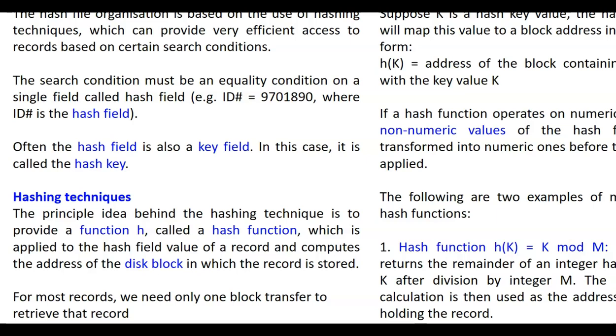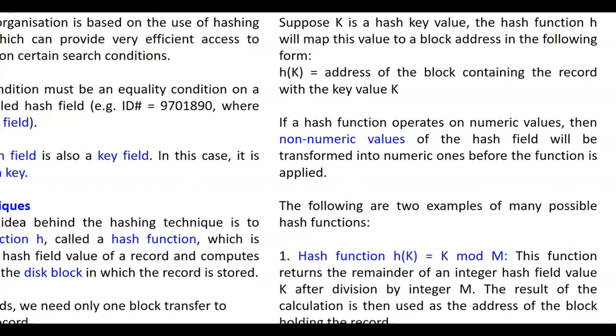So again, here you realize that the searching is becoming easier and narrower, because now you are going to get the actual disk where the record is found, unlike in the unsorted file, where you have to look through all the disks, unlike in the sequential, where it will give you an average of the disks that you're going to search. But here it is giving you the exact disk where the record is stored. So for most records, we need only one block transfer to retrieve that record. And this is the advantage of using the hash file organization.